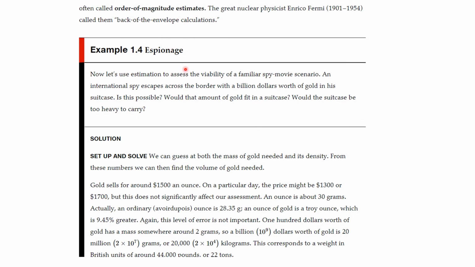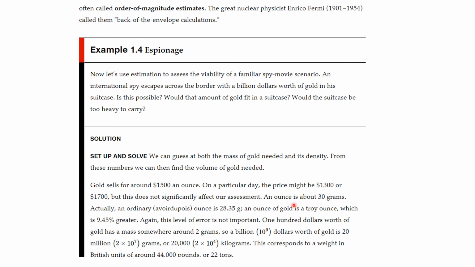And sometimes we do estimates. So let's use some estimation to figure out if it's possible, in a spy scenario, for a spy to escape across the border with $1 billion worth of gold in his suitcase. Is this possible, and how heavy would it be? Well, gold sells for $1,500 an ounce. At least that's what it was when this book was printed. On a particular day, the price might be something different, but what we're saying is that's just the price that we will use.